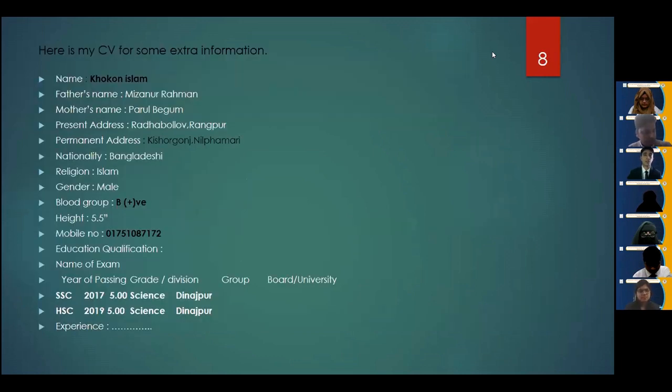Here is my CV for some extra information. My blood group is B positive. Here is my phone number for contact. Here is my educational information. SSC has been passed from my hometown, Nilphamari district, and HSC has been passed from Rangpur Government College.